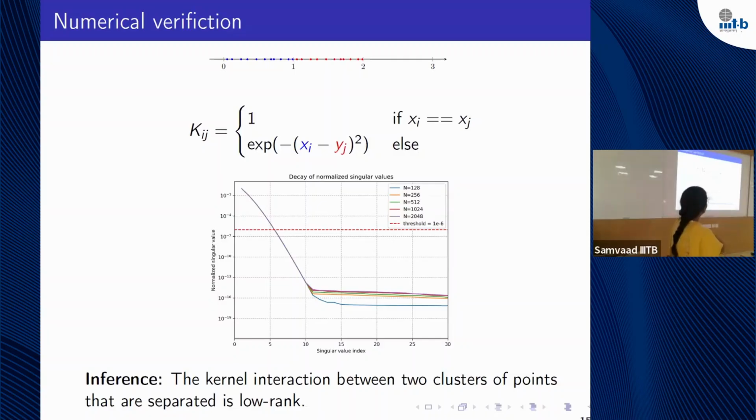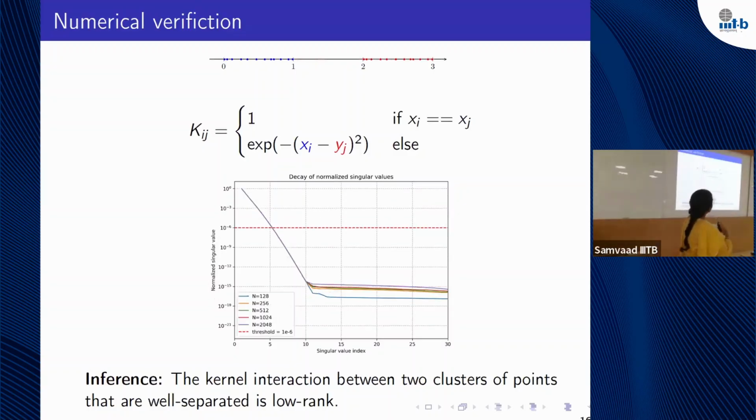Here if you see, at around 6, that is, after the 7th singular value, all of the singular values are lower than the threshold. So I only have 7 singular values above the threshold, therefore the rank is 7. The inference is that if x's and y's are separated and I construct a matrix in that scenario, the rank of that matrix is low. And you see that the rank is always 7 irrespective of the size of the matrix. Such ranks are called low ranks, that is, it does not depend on n.